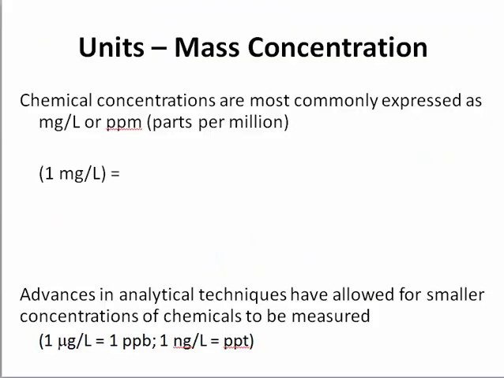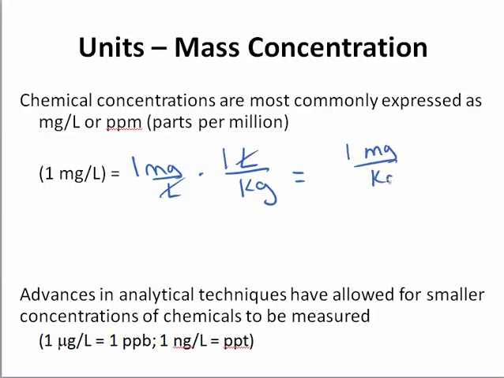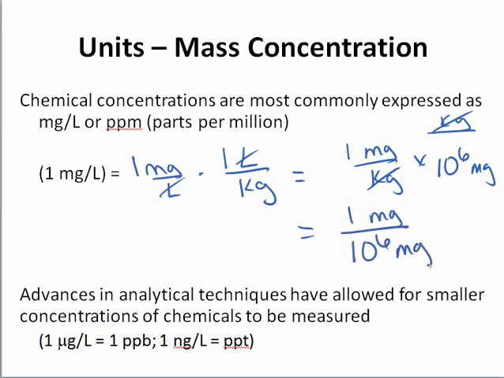So chemical concentrations are often expressed as parts per million or milligram per liter. This is because the density of water is 1 gram per milliliter. When you multiply 1 milligram per liter times the density of water, which is 1 kilogram per liter, you'll see that it's equal to 1 milligram per kilogram. There are 10 to the 6 milligrams per kilogram, and so you're left with 1 milligram per 1 million milligrams, or 1 part per million.